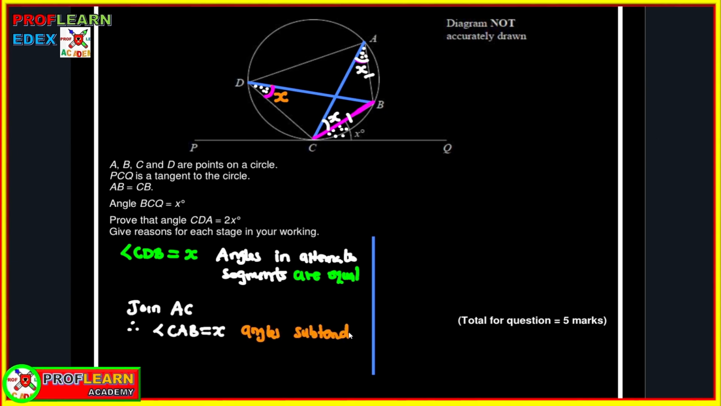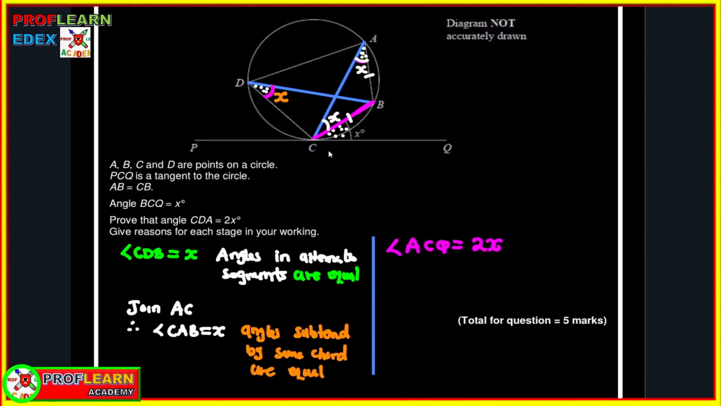Angles subtended by the same chord. Angle A is x because angles subtended by the same chord are equal. We need also now to, okay, angle C is 2x. The whole of that angle ACQ is 2x because you are going to add the x that is written in white plus the x that was originally there.